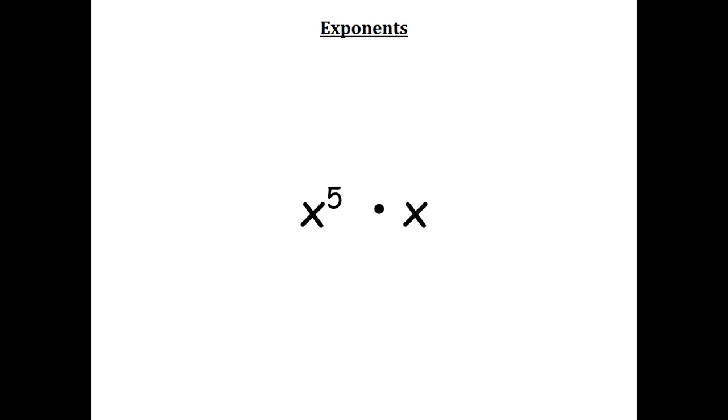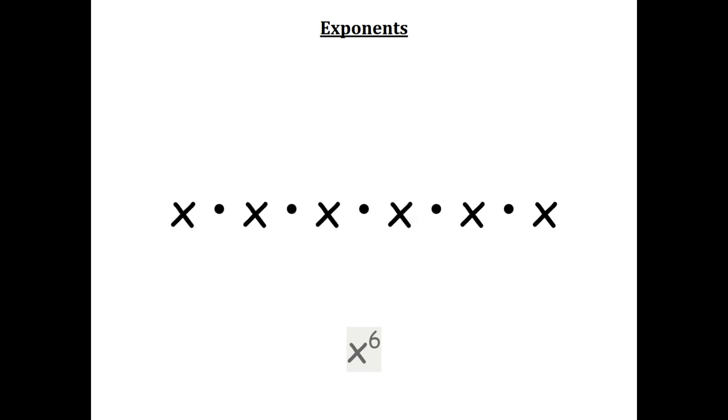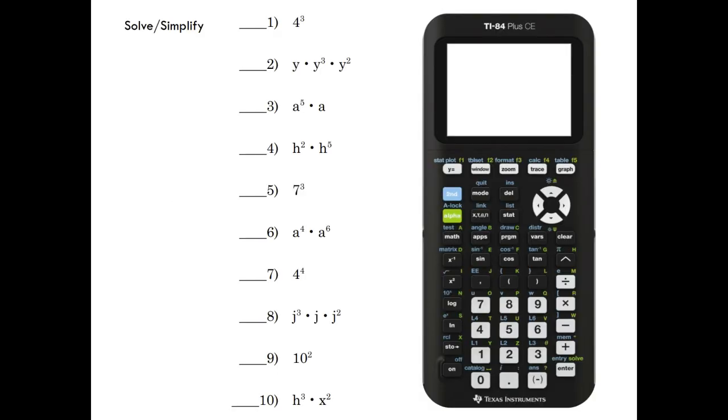x^5 times x, though, if it just has an x and no exponent, if there's no exponent, that means the exponent is 1. So x^5 times x would be x^5 times x^1, which is x to the 6th. Again, because x^5 is x times itself 5 times, and x^1 is x times itself once, and therefore altogether you have x to the 6th.